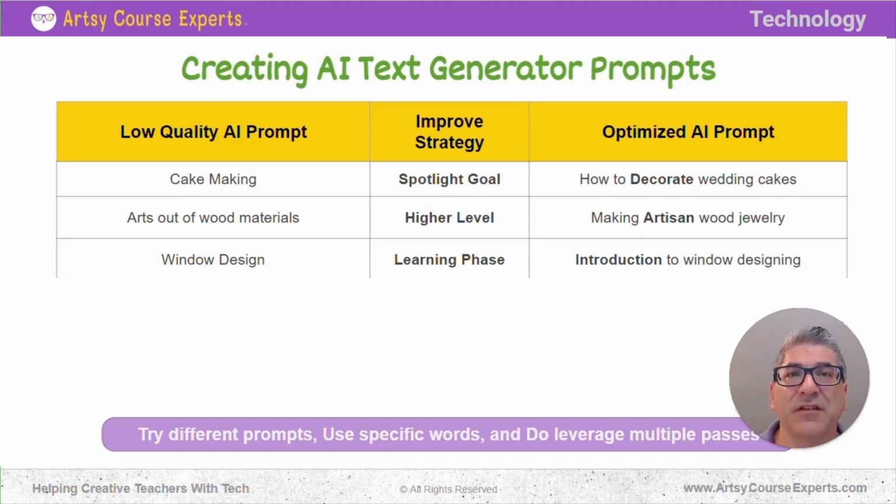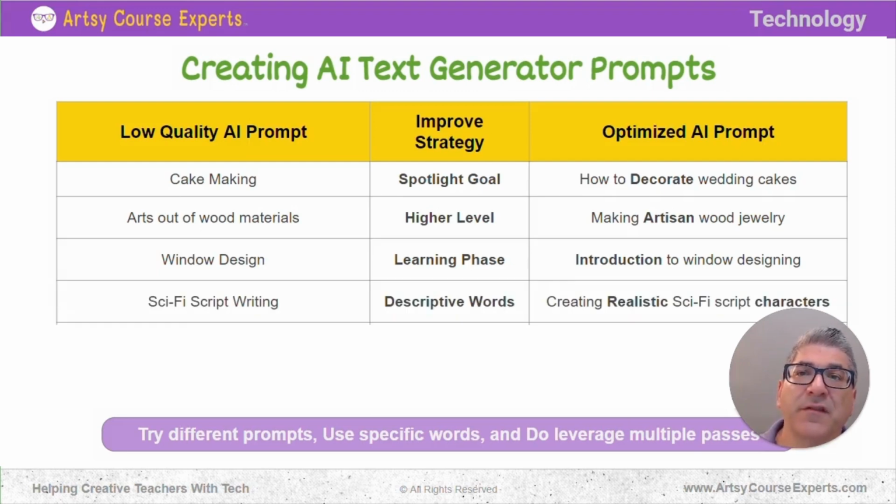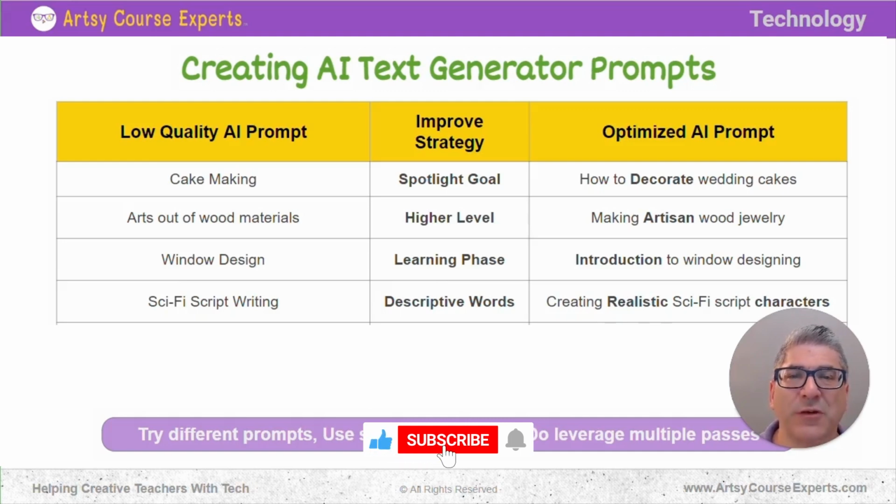Next up is descriptive words. Maybe instead of sci-fi writing or script writing, which is pretty specific, you can get even more specific. So as an example, creating realistic sci-fi script characters. So now you're focused on realistic and you're focused on characters. Now you're taking that context and really narrowing it down.